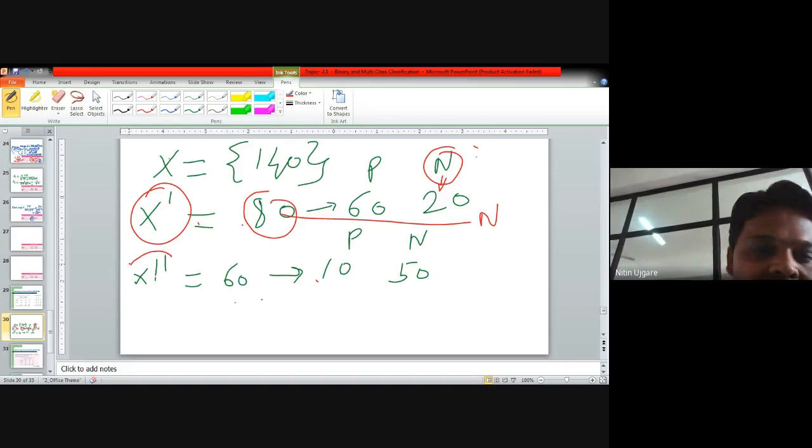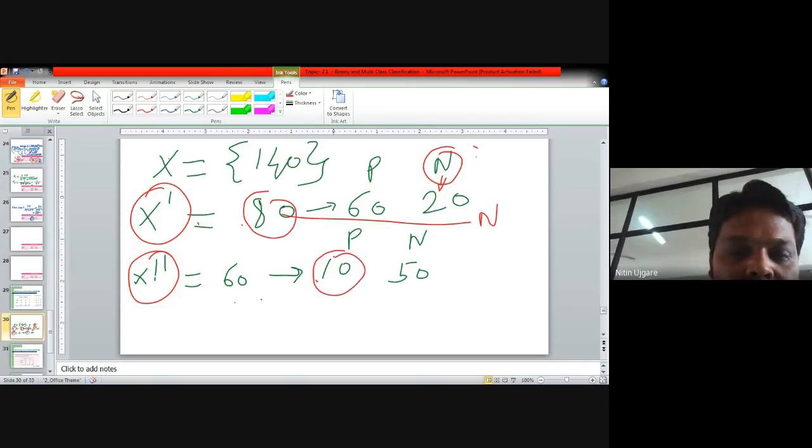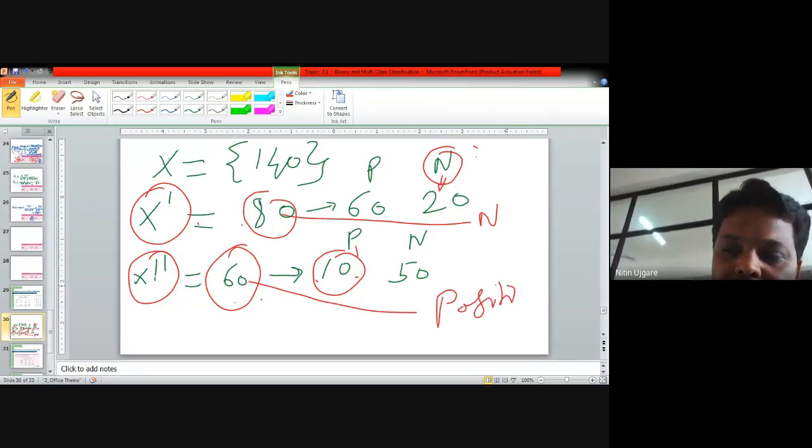The same is the case for this second data set, because we are using the minority approach. Here you can see that the minority instances in this second subset are the positive instances, or they belong to the positive class. And because this is the minority approach, all these 60 instances will be classified to the positive class. Hence this will be classified to the negative class.